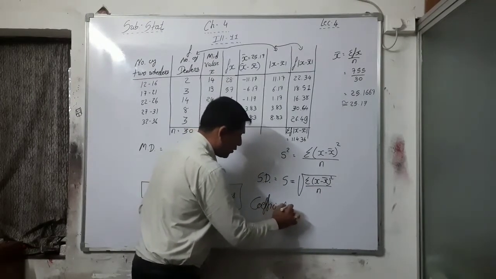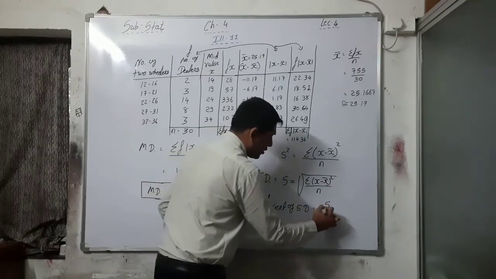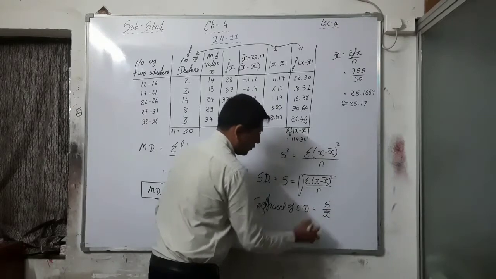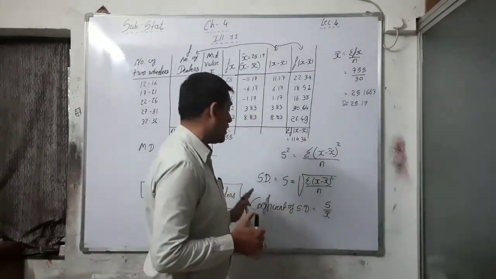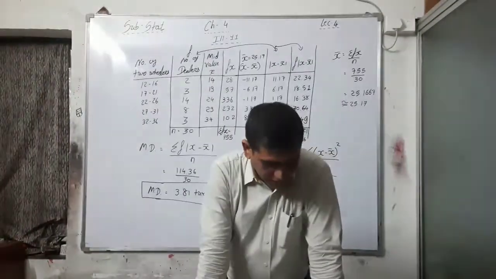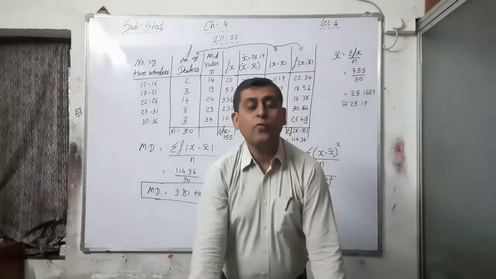The relative measure: relative standard deviation, or coefficient of standard deviation, is equal to S upon X bar. Now the formulas.